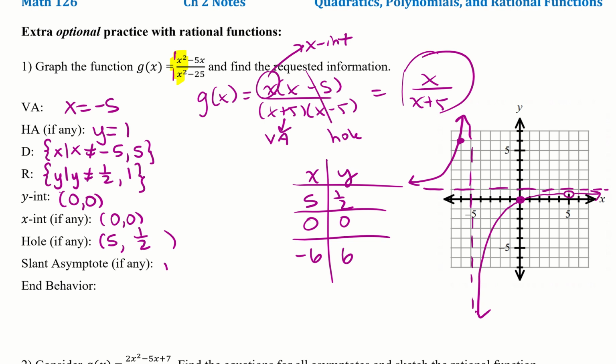The slant asymptote, there will not be one because there's a horizontal asymptote. And the end behavior, both the left and the right sides will approach the height of the horizontal asymptote, which was a height of 1.